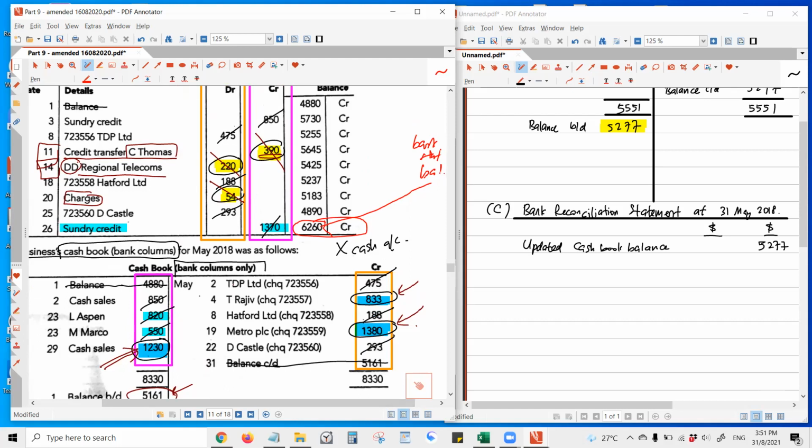The question. There is unpresented check. What are the numbers? Unpresented check. 833 and 1380. Okay, good. Then what is the 1230? What number is that 1230? What is that known as?